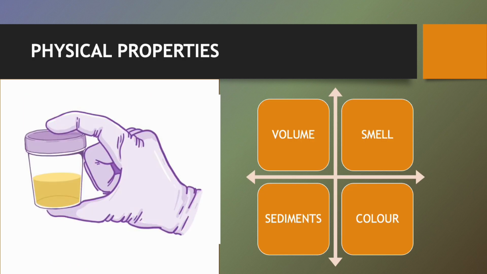Once you've identified your urine, pour your urine in a graduated glass and put it on a flat surface. This will allow you to read the volume of the urine. Lift up the jar of urine against the light. This allows you to check the color.